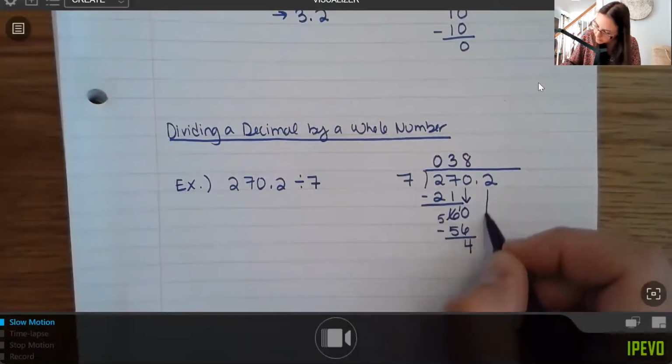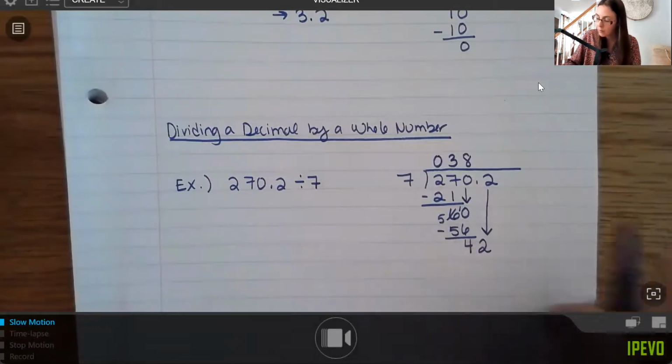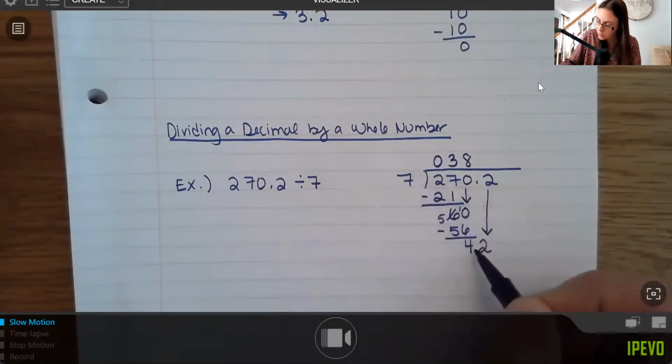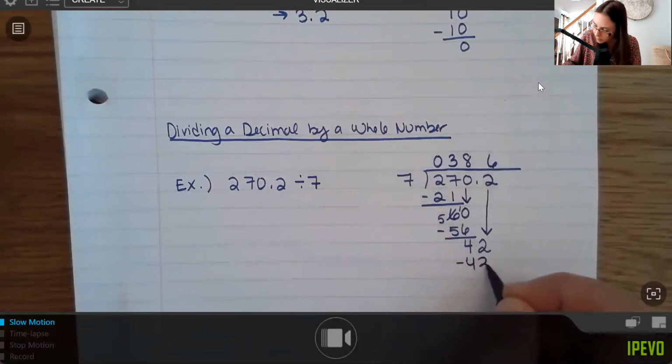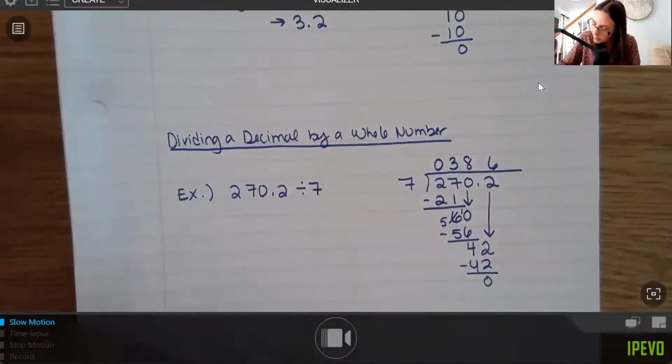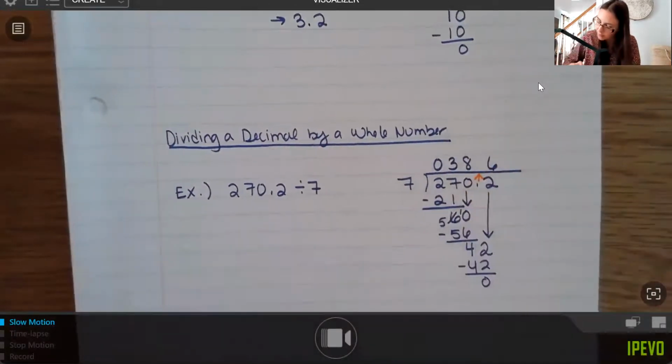And I go ahead and I bring down that 2. Now, for my next value, 7 goes into 42 6 times. That 6 goes right above that 2. And then what happens is this decimal point comes straight up in the example.